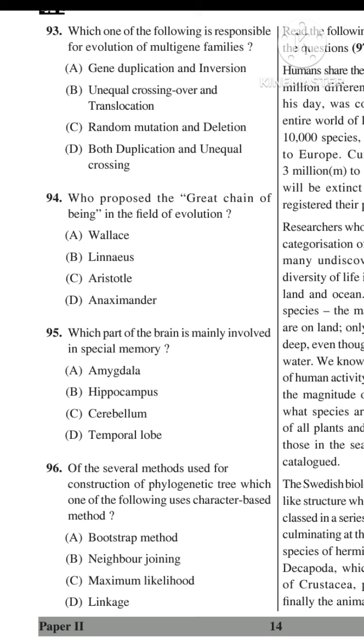Then question number 96. Of the several methods used for construction of phylogenetic tree, which one of the following uses a character-based method? So they are asking a character-based method of phylogenetic tree construction. So the right answer is maximum likelihood. So maximum likelihood is the right answer.